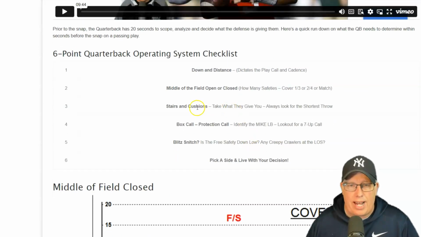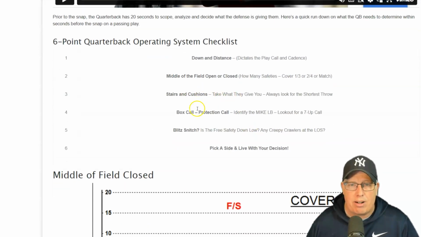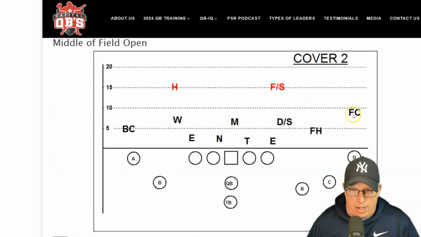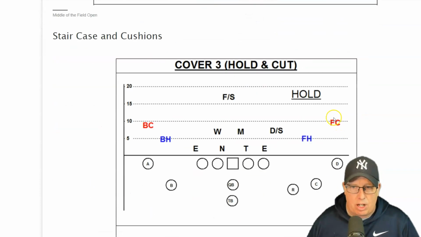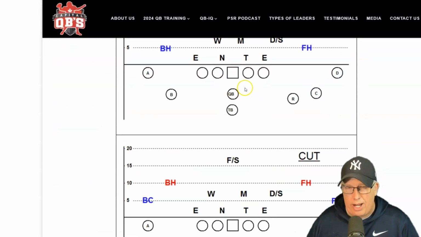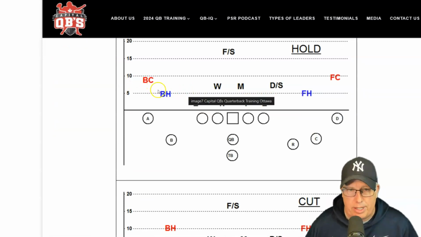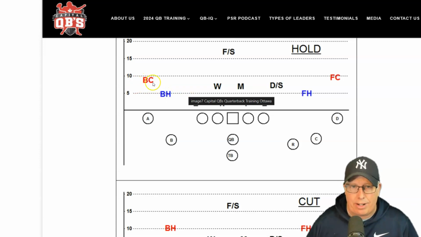And then once you've done that, go look and see where the stairs and cushions are. What I mean by the stairs is, do you have a staircase going up, or do you have a staircase going down, right? Here's a great example of a staircase going up. If I'm on the left hash mark and I'm looking to the boundary, I see the boundary half here and I see the boundary corner. That's a staircase going up.